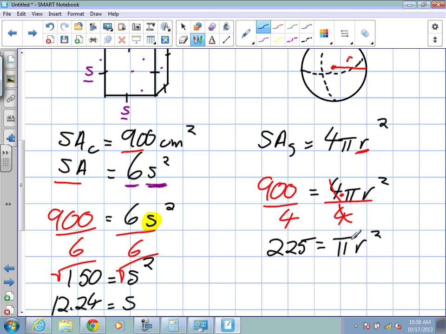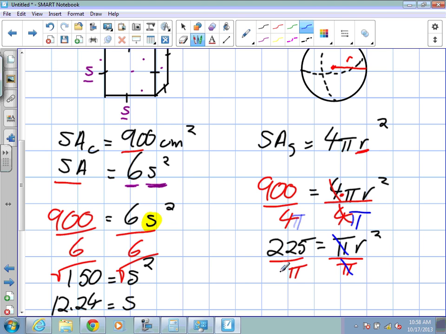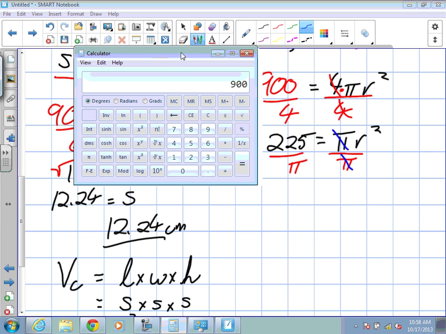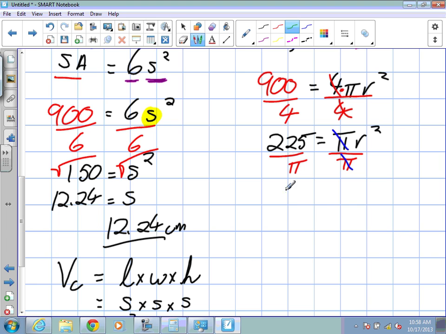We then, because technically pi is a number, we have to divide both sides by pi. Now, we could have technically done this all in one step and divided by 4 pi, but if that is a hard concept for you to grasp, we just did it one at a time. So we divided by 4, and then we divide by pi, which is equal to 71.6. So 71.6 is equal to r squared.